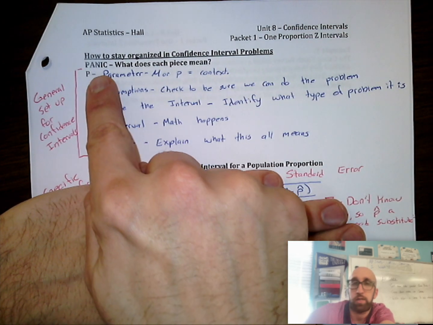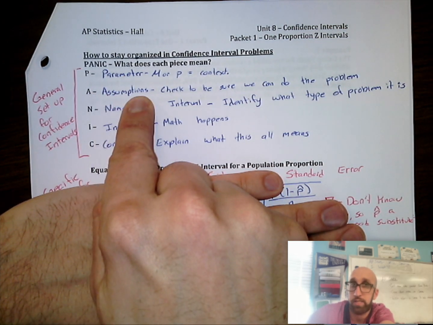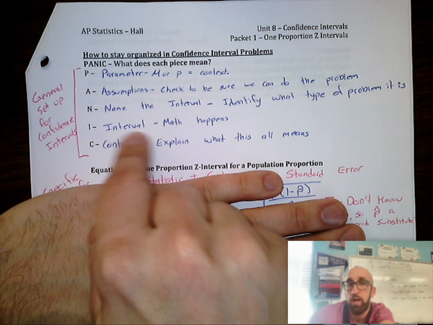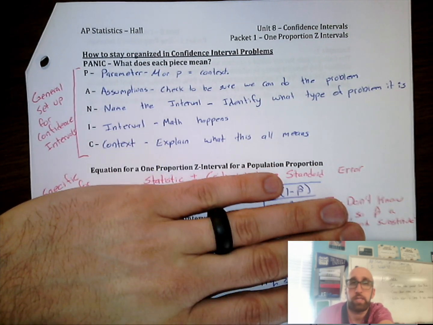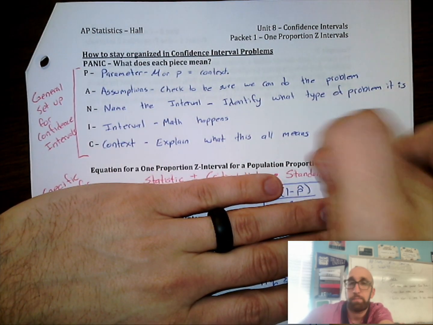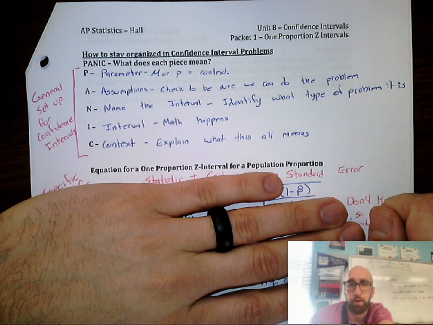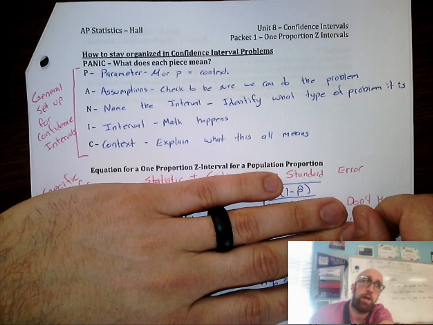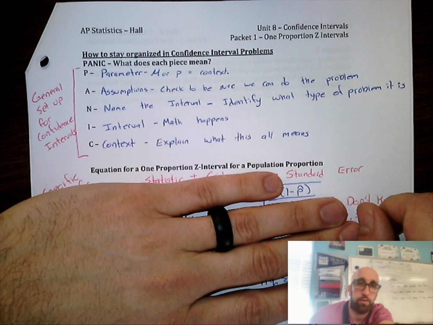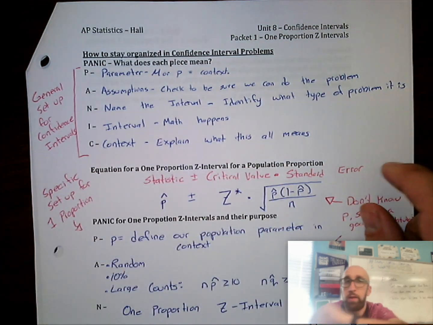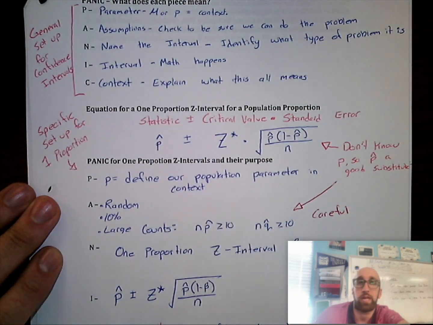The order is we're going to have a parameter first, then our assumptions, name the interval, then actually do the interval, and then some context to wrap it up. This packet, we're going to start with proportions first. So things are like, oh my gosh, 77 out of 100 students love White Castle or something like that. That's a proportion, right? So here's the general setup and what it looks like.